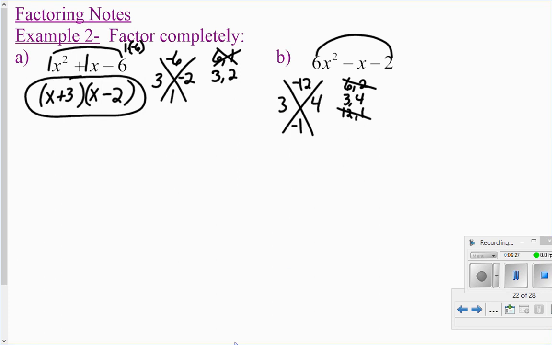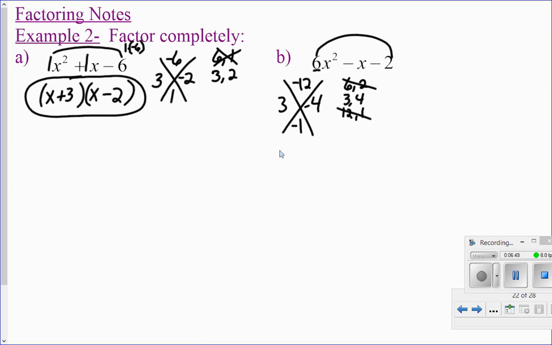Now I'll worry about the sign. I know one of them needs to be negative, and I need the sum to be negative 1, which means the 4 is the number that needs to be negative. Now I cannot go right to the answer like I did in the last problem, because this time our leading coefficient is not a 1, it's something else, it's a 6.